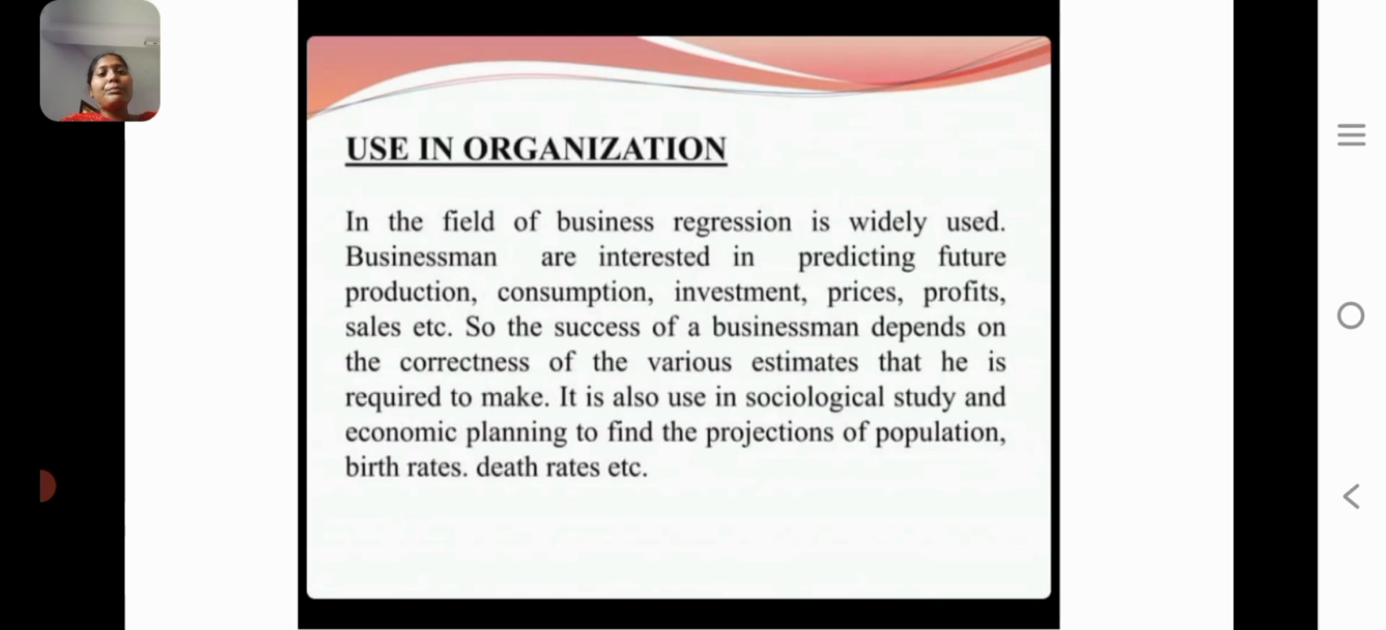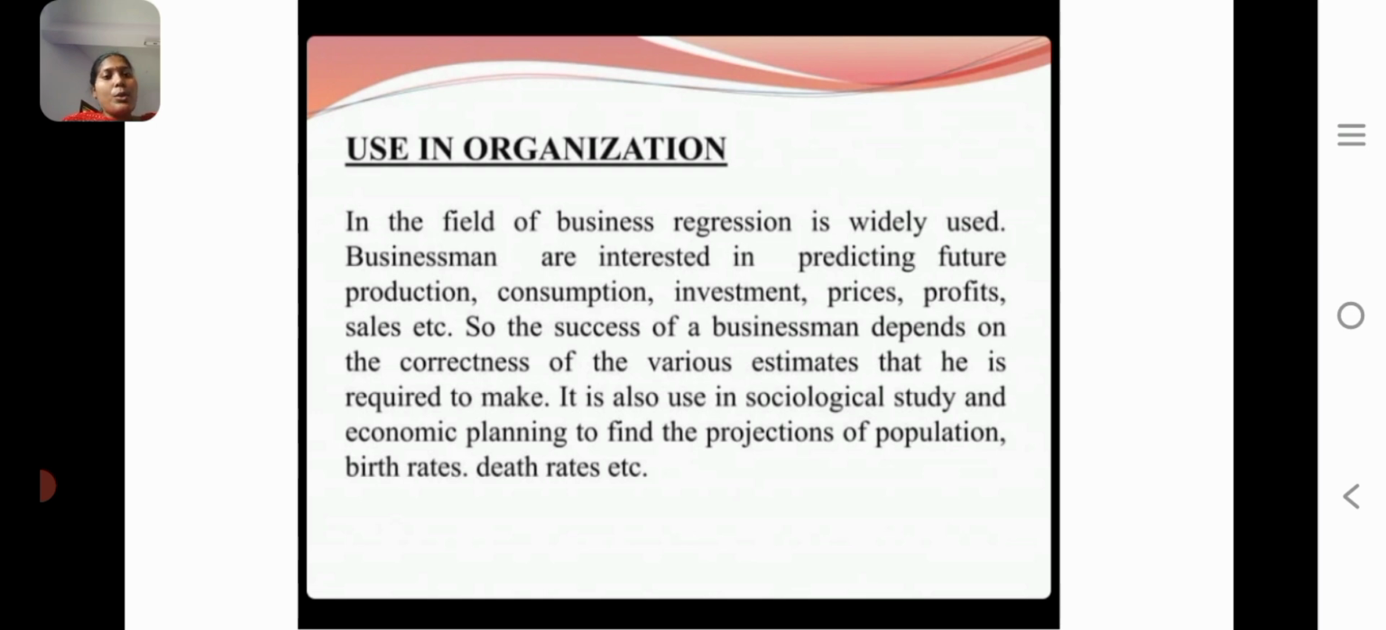Then we see the uses in organizations. Regression in the field of business is used because businessmen are interested in predicting future production, consumption, investment, prices, profit, sales, and so on. The success of the businessman depends on the correctness of the various estimates, so he uses regression analysis to make the correct decision.